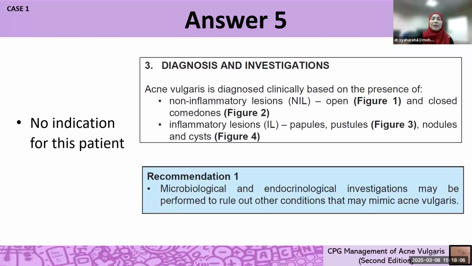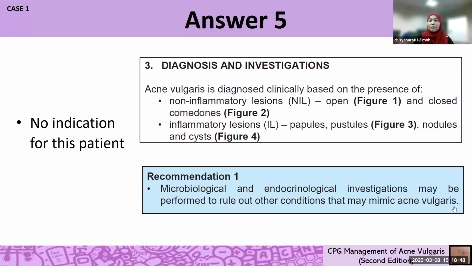Okay, all right. Yes. For this patient, because she doesn't have anything to support PCOS or anything, we do not have to do any investigation. Remember, acne is mainly a clinical diagnosis, and in this case, you can appreciate she has mainly non-inflammatory lesions, which are the comedones. The inflammatory lesions are not much in this patient, but most of acne is diagnosed clinically. So in our clinical practice guideline, we put the recommendation that microbiological and endocrinological investigation may be performed to rule out other conditions that mimic acne vulgaris.